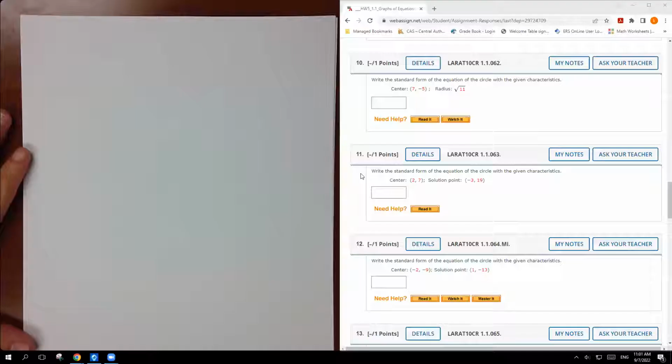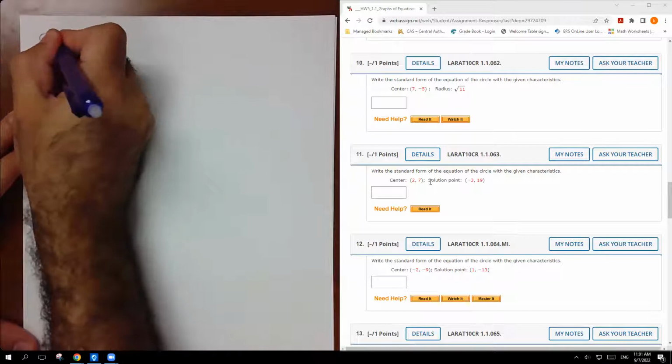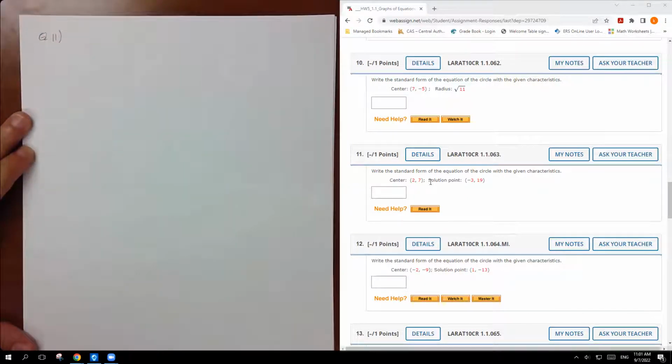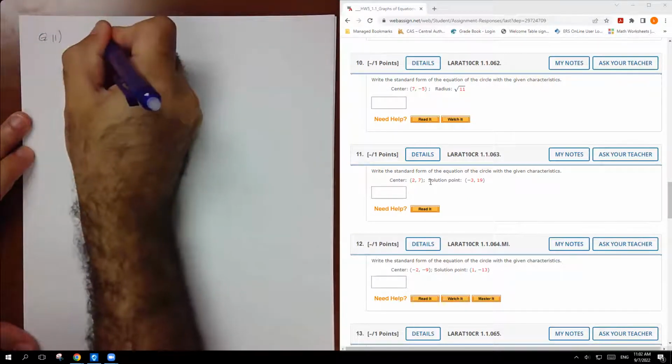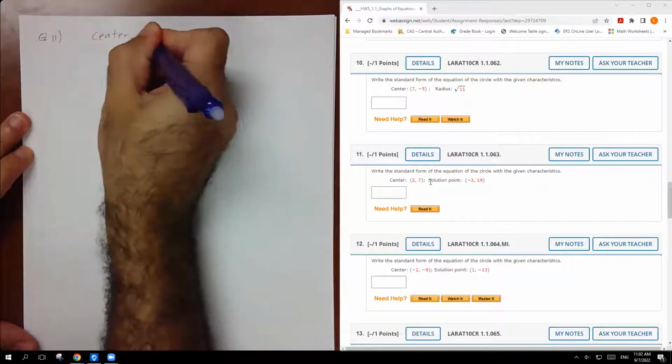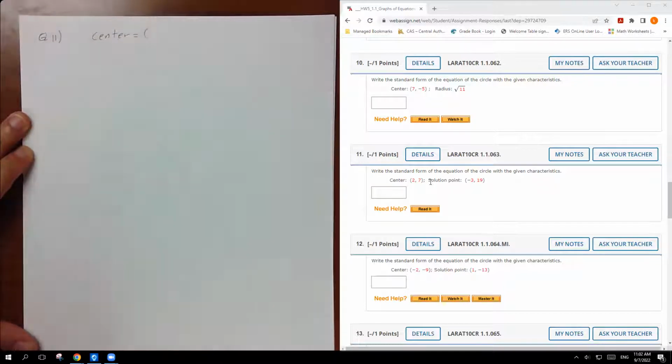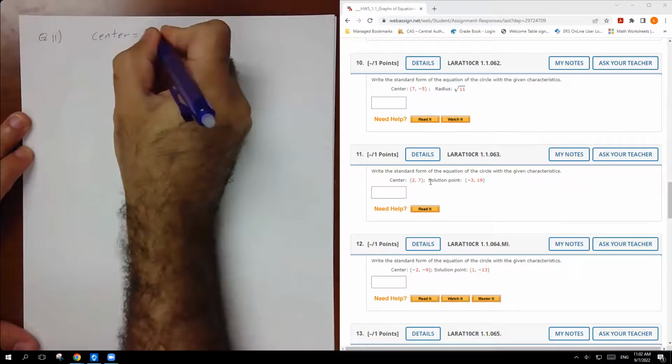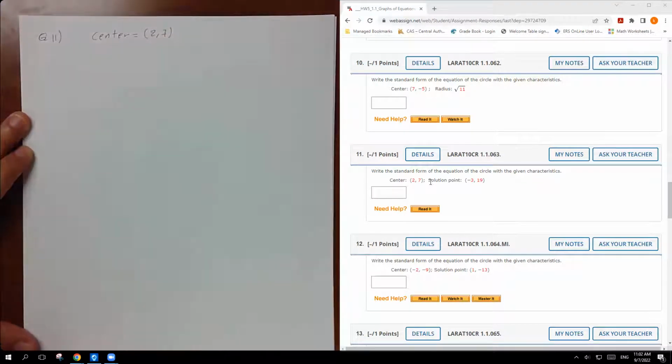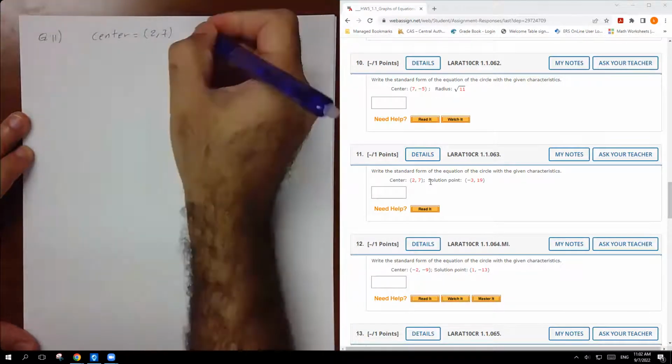Let's check example 11. Write the standard form of the equation of the circle. Now we have the center is (2, 7) and a solution point.